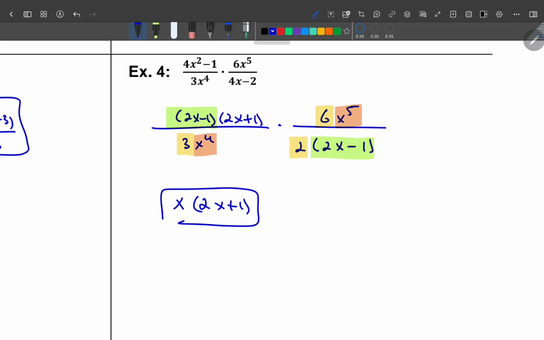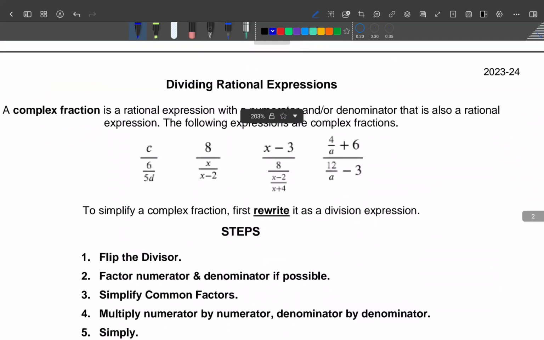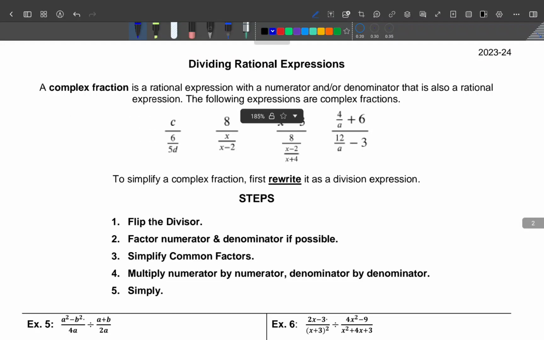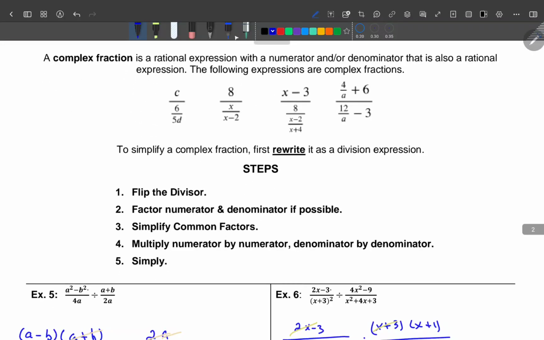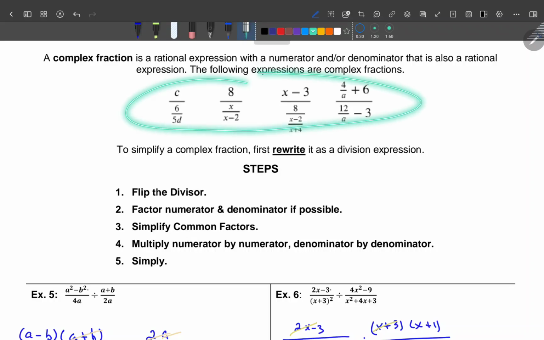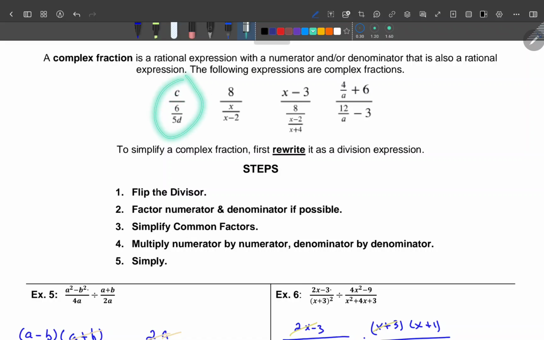All right, now that we have done multiplication, let's go to the back and do division. And all of these things on the back page are complex fractions. So basically we have a fraction over a fraction, like c could be c divided by 1. And so it's c divided by 6 divided by 5d. And so these problems start to become a little bit complicated.